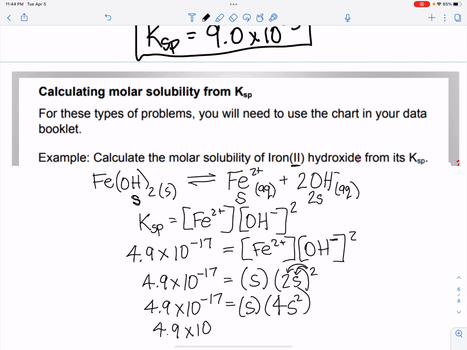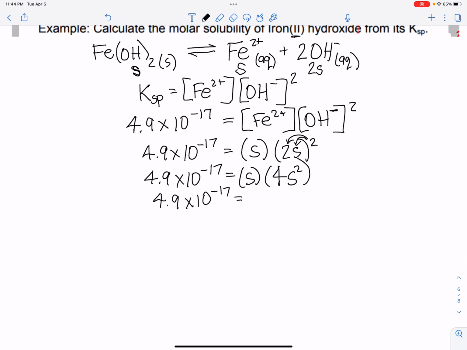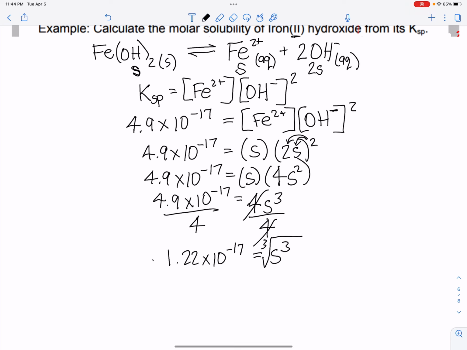4.9 times 10 to the negative 17 is equal to, we'll combine all of our like terms here. So S times S squared is S cubed. So I get 4S cubed. So now I'm going to do some math to solve for S. First thing I'm going to do is divide both sides by 4. So the 4's will cancel out on the right-hand side there. So I got 1.22 times 10 to the negative 17 is equal to S cubed. And then I'm going to cube root both sides.